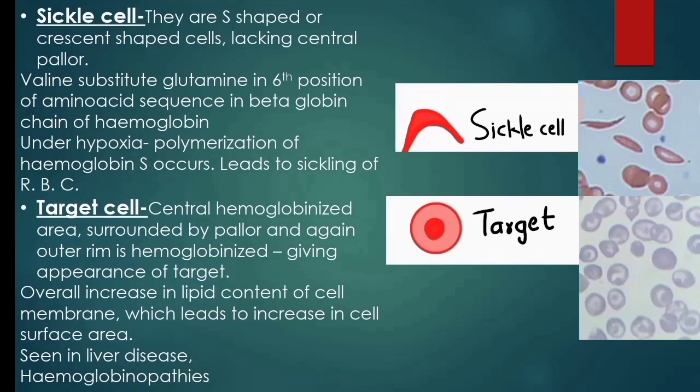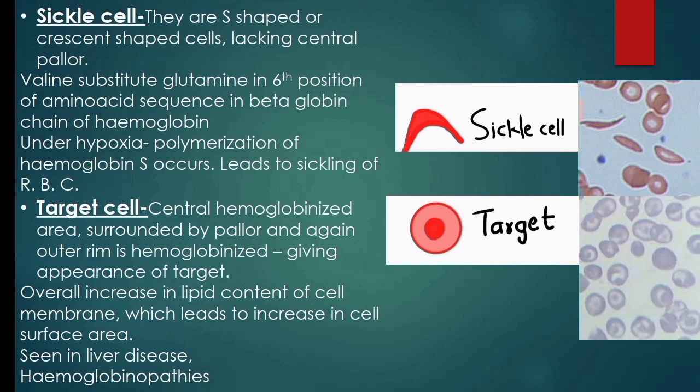Sickle cell. They are S-shaped or crescent-shaped cells lacking central pallor. Valine substitutes glutamic acid in the sixth position of the amino acid sequence in the beta globin chain of hemoglobin, giving rise to hemoglobin S. Under hypoxic condition, polymerization of hemoglobin S occurs and this leads to sickling of RBC.